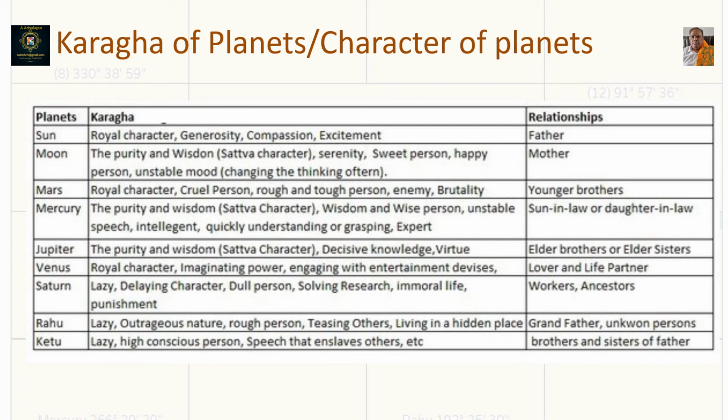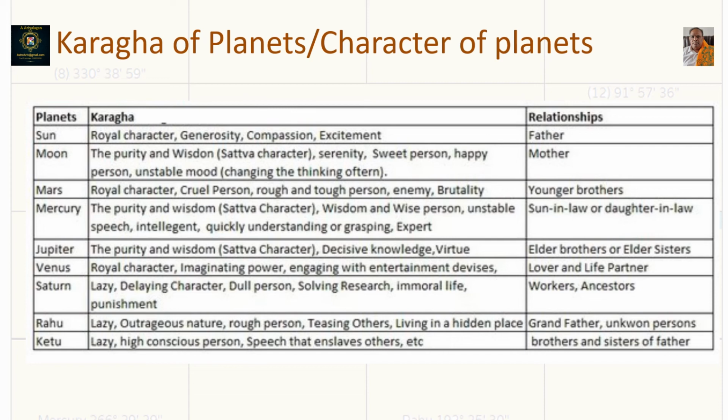Mars is royal character again, but a cruel person, rough and tough, with enmity and brutality, and generally refers to younger brother. Mercury is purity and wisdom, very important in Mercury, and wise persons with unstable speech. Unstable means they will speak, but it may contain two meanings; they may say something and do something else. They are intelligent, knowledgeable people who look for knowledge, quickly grasp everything, and generally become experts. Son-in-law and daughter-in-law refer to Mercury.